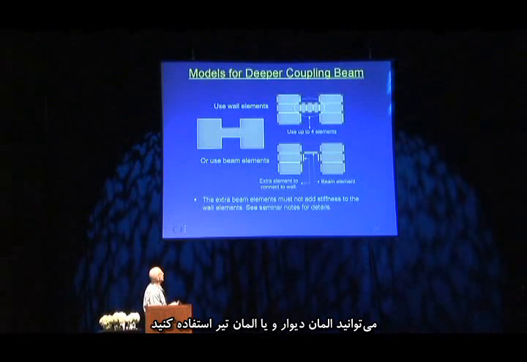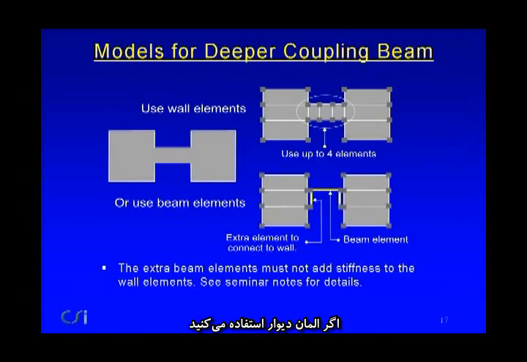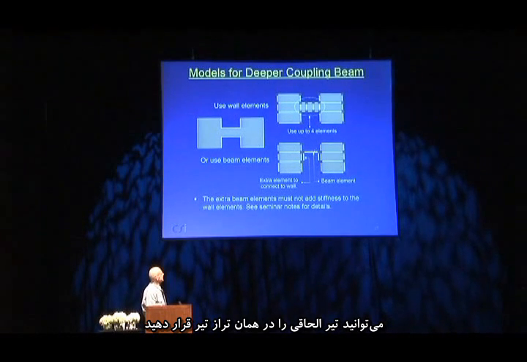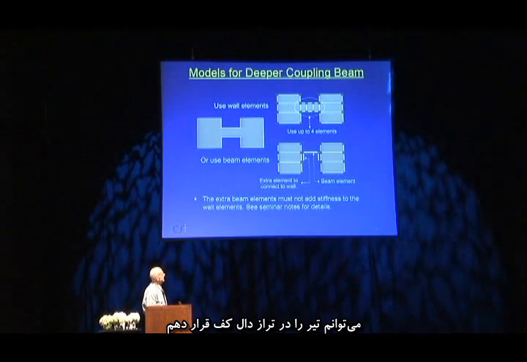If you have a deeper coupling beam, which is shown here, you can either use wall elements or you can use beam elements. And if you use wall elements, 2, 3, 4 elements should be sufficient in most cases. If you use a beam, you could embed the beam at the same level as the beam. And I put the beam at the level of the floor slab basically here.